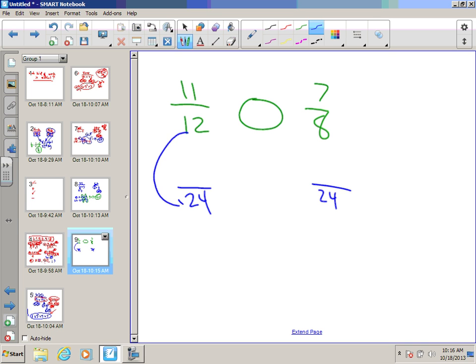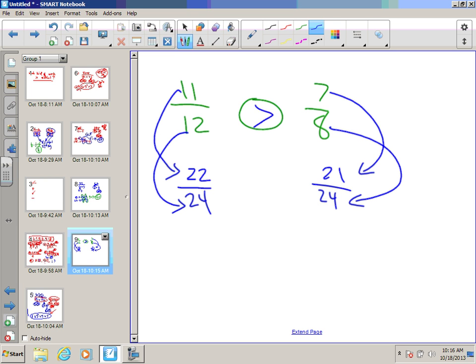12 times the 2 gave me the 24. 11 times the 2 is the 22. 8 times the 3 is 24. 7 times the 3, 21. Therefore, when you compare 22/24 to 21/24, it is slightly larger than the other.